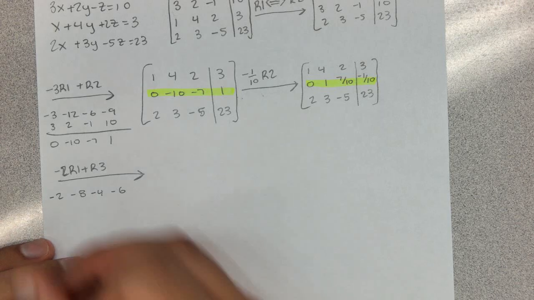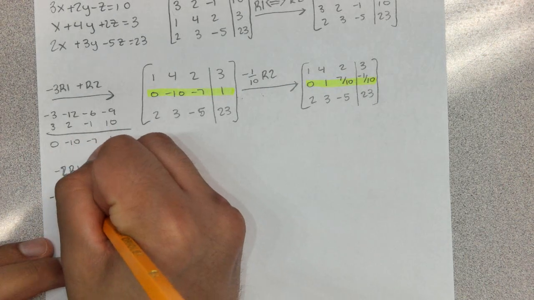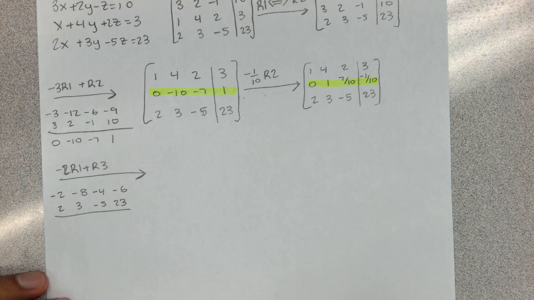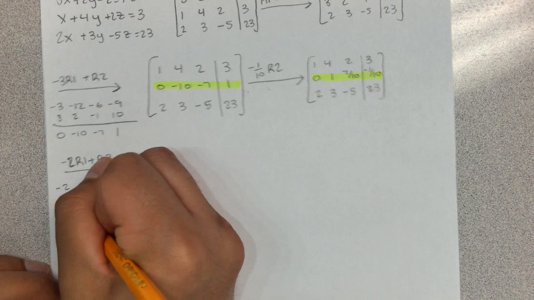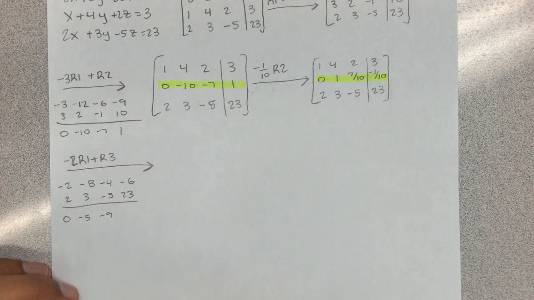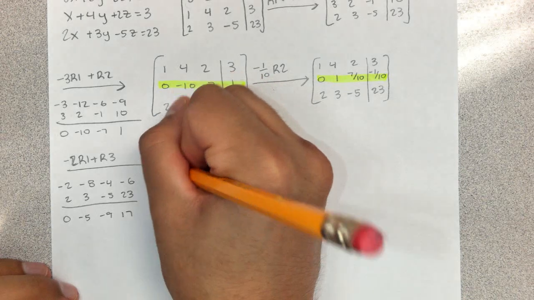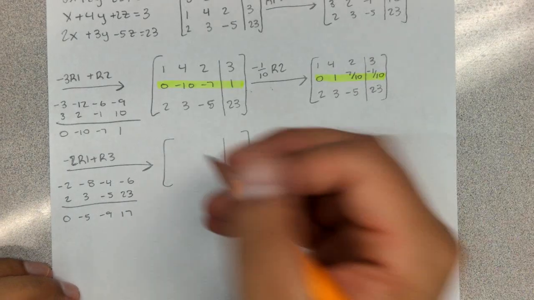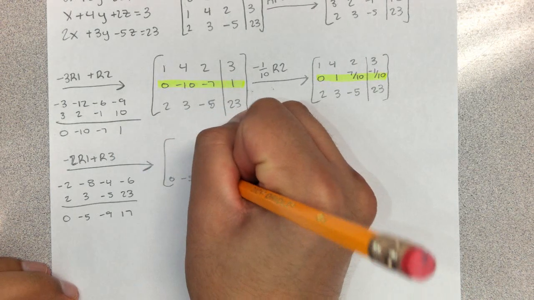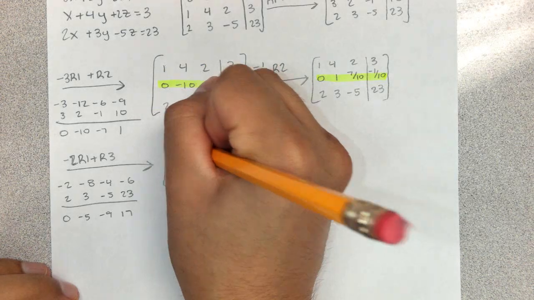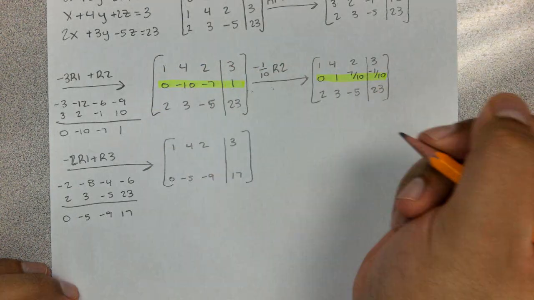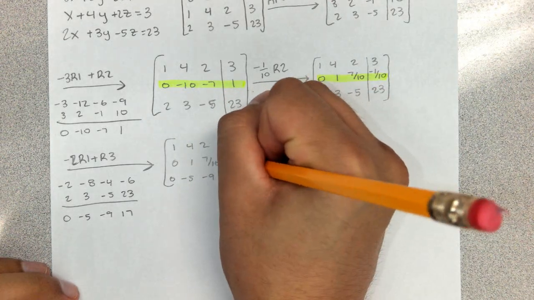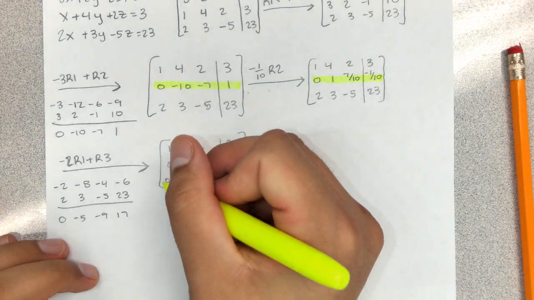And then the third row right now is 2, 3, negative 5, 23. So our new third row becomes 0, negative 5, negative 9, and positive 17. So the new third row is 0, negative 5, negative 9, 17. First two rows stay the same. Alright, so the new row is row 3.